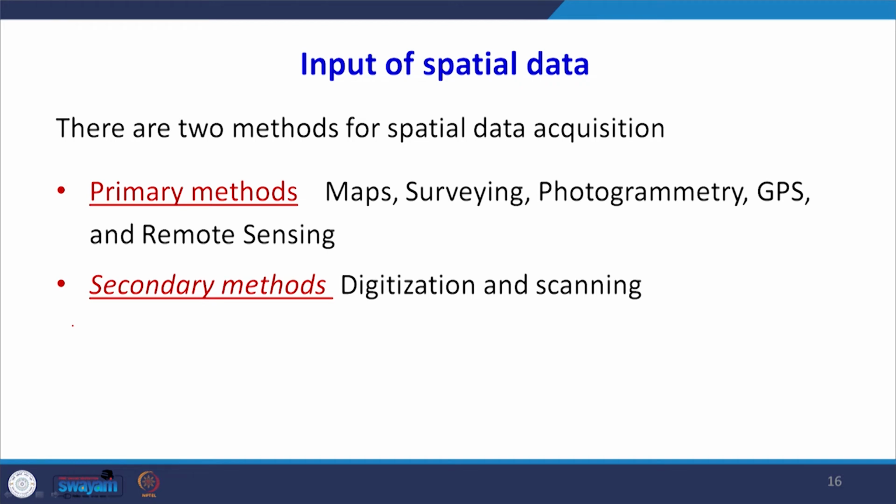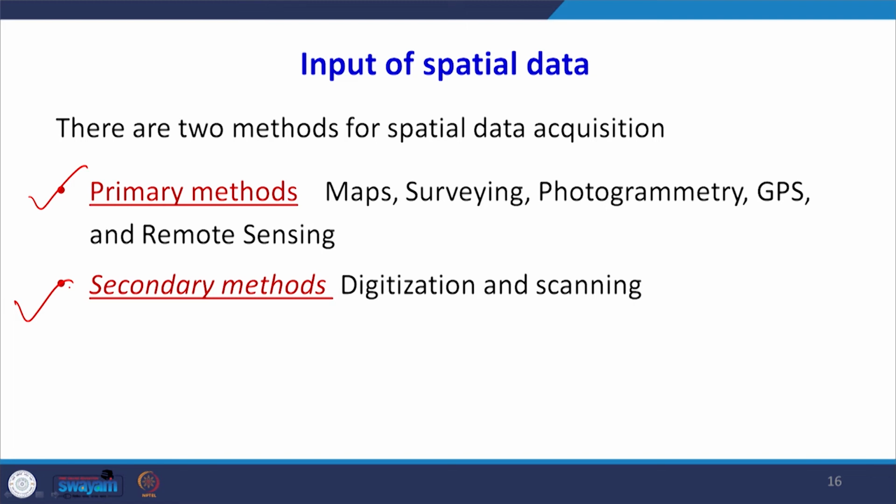Now, when I say the spatial maps or spatial data I can take from the different sources, there are two broad methods of taking that particular data: one is the primary method, another is the secondary method. So the primary method could be ground survey, land surveying, or available maps, or using aerial photographs, using satellite images, or the data which has been collected from the GPS or laser based technology. So this is all the primary method of acquisition of the data.